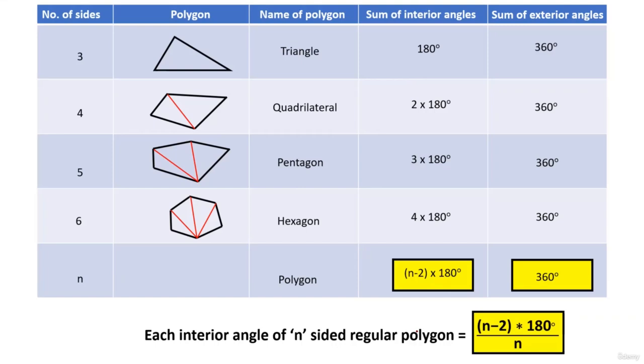So this is the last takeaway from this. Okay, each interior angle of any n-sided regular polygon is (n minus 2) into 180 divided by n, where (n minus 2) into 180 is the sum of all the interior angles and n is the number of angles or number of sides in that case.